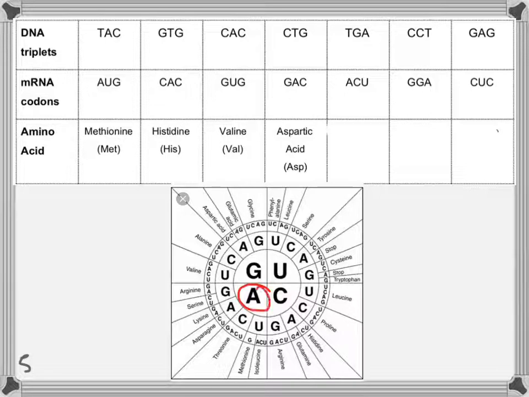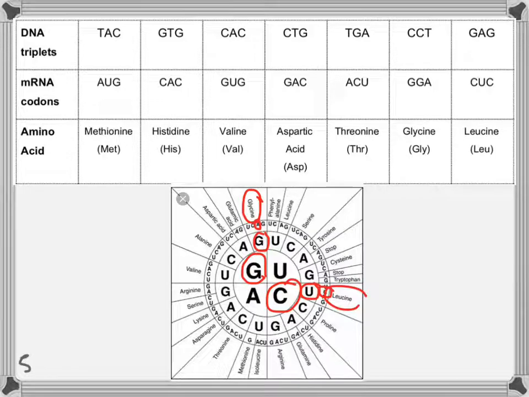I've got A, C, U, threonine, GGA, which is glycine, and finally in this little short sequence, C, U, C, which is leucine. Okay. Doesn't seem that hard. You'll get more practice, don't worry. This really doesn't seem hard.